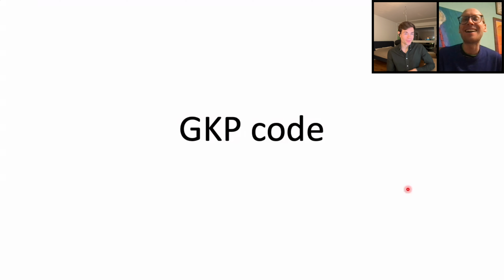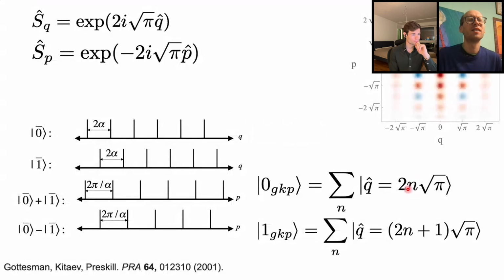Okay, so now I'll try to briefly introduce how this GKP code works. As I said, you have position and momentum. There we have this Heisenberg uncertainty principle that tells us that we cannot measure both of them simultaneously, but you can simultaneously measure them modulo some fixed quantity.